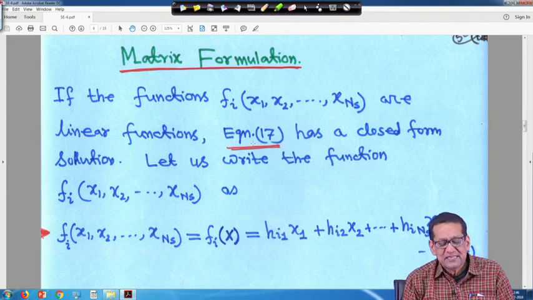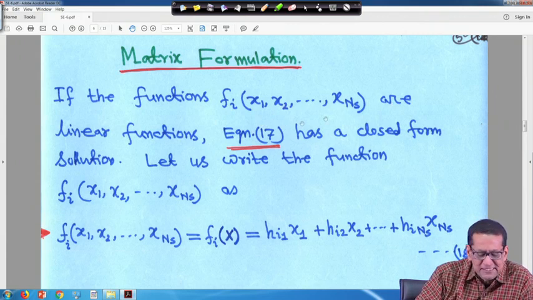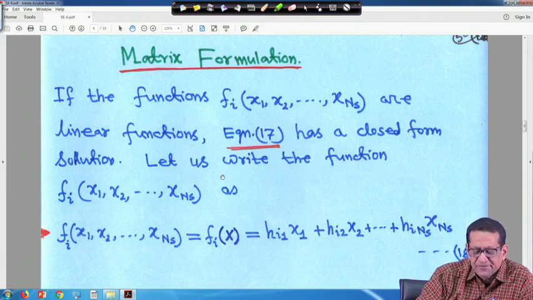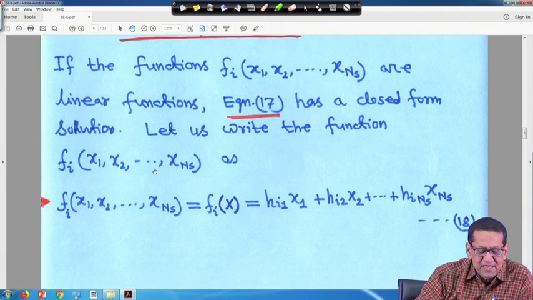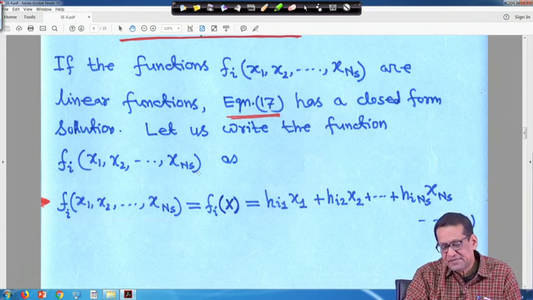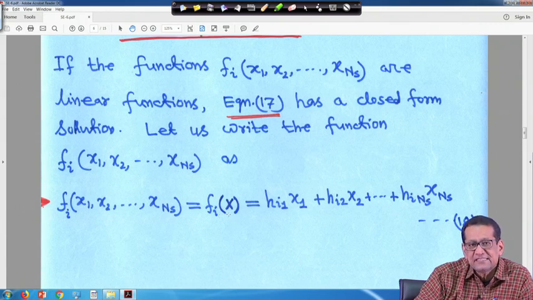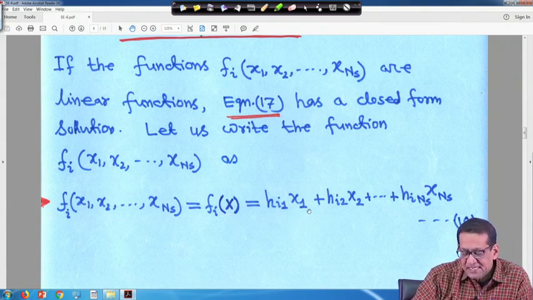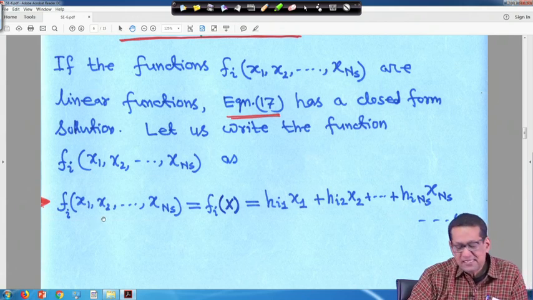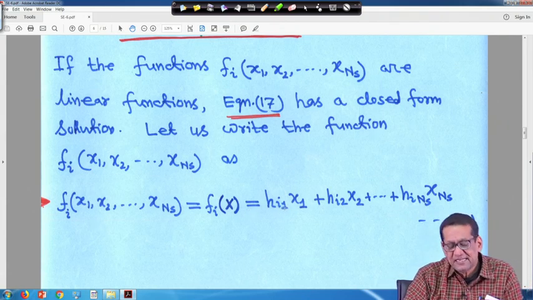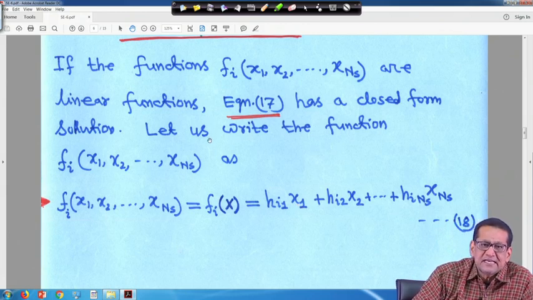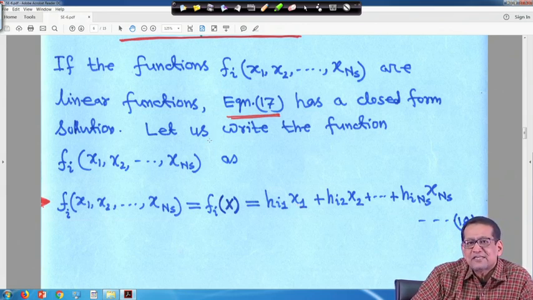First let us see that f_i, the function of x1, x2 up to x_ns, is a linear function. For equation 17, it has a closed form solution. Let us write the function f_i(x1, x2 up to x_ns), that is the number of state variables, equal to f_i(x), which equals h_i1 x1 plus h_i2 x2 plus up to h_i,ns x_ns, right. So, this is actually a linearly related equation, a linear function. In an AC circuit it is not, because sine and cosine terms are involved.